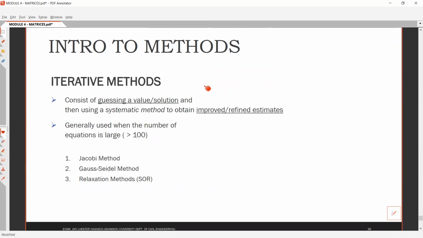So for dealing with large equations greater than 100. So meron tayong greater than 100 unknowns. Okay? For greater than 100 unknowns, mas mabilis gamitin yung iterative method kaysa sa direct method.